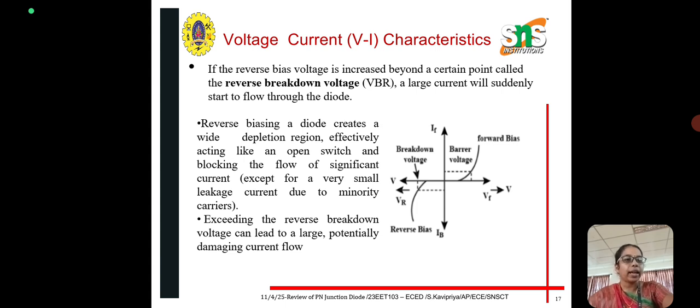This is the VI characteristics for forward and reverse bias. In the case of forward bias, up to the barrier voltage, there will be a gradual increase in the current. Once the barrier voltage is reached, there will be a rapid increase in current. In the case of reverse bias, there will be a small flow of current or nil flow of current, but once the breakdown voltage is reached, there will be a rapid flow of current.